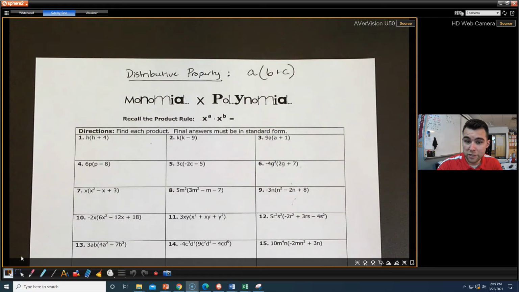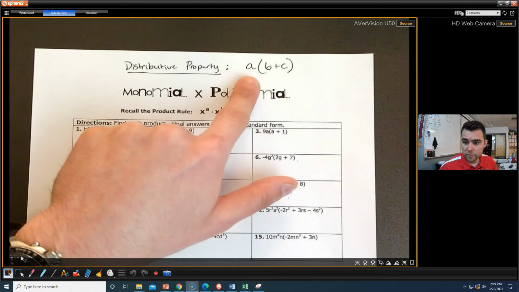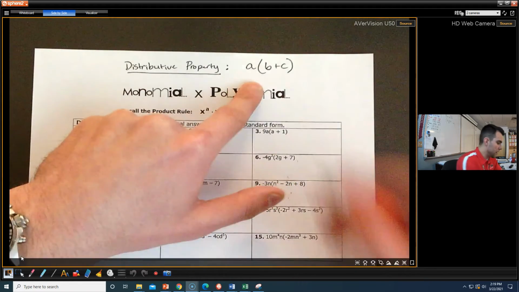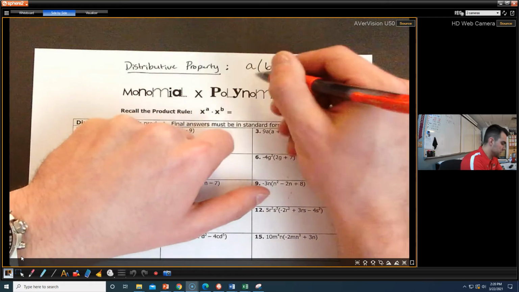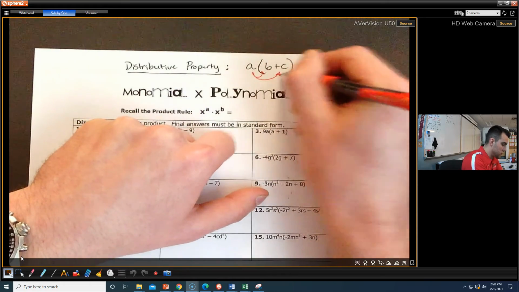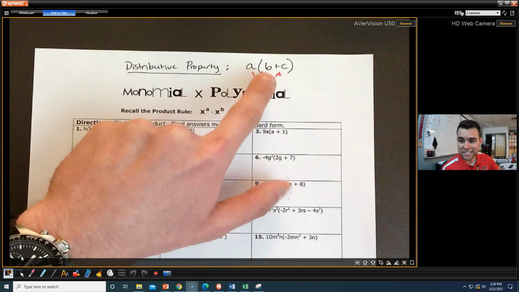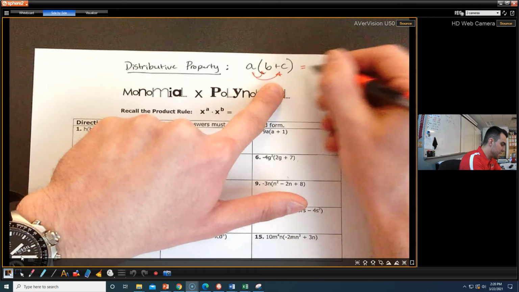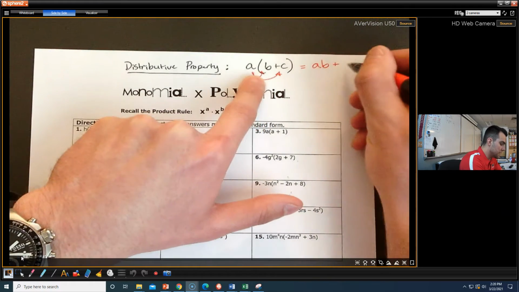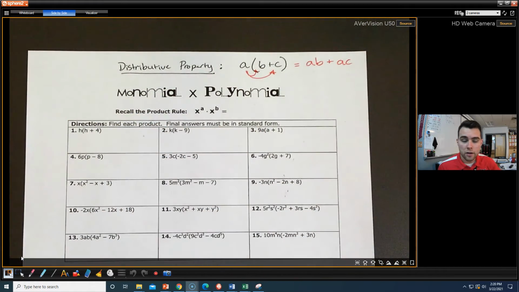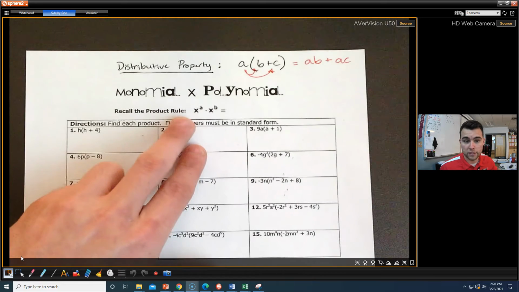So there's two things we're going to need. First thing, we're going to need our distributive property. So recall, if you have a number on the outside of something in parentheses, you can multiply that outside number to these inside numbers, and you'll end up getting a times b plus a times c. Okay? Also recall our product rule from the last unit.